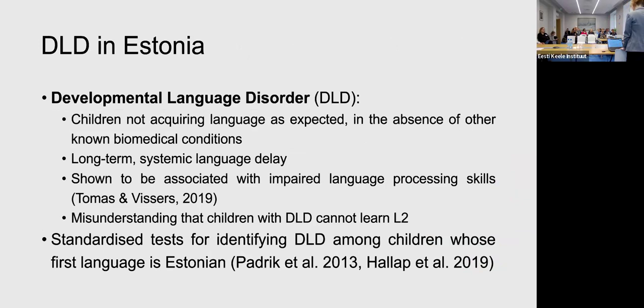So developmental language disorder, or DLD, is a term that describes children who are not acquiring language as expected in the absence of other biomedical conditions. So we're not talking about language delay that's associated with autism or other conditions. And it's a long-term systematic language delay. And it's shown to be associated with impaired language processing skills. So the tasks that are designed to assess children for DLD are particularly trying to target language processing rather than language knowledge. So they shouldn't be entirely dependent on vocabulary knowledge or syntactic knowledge, but rather tap into language processing. And this also ties into what I was saying earlier about the myth of bilingualism being a risk.